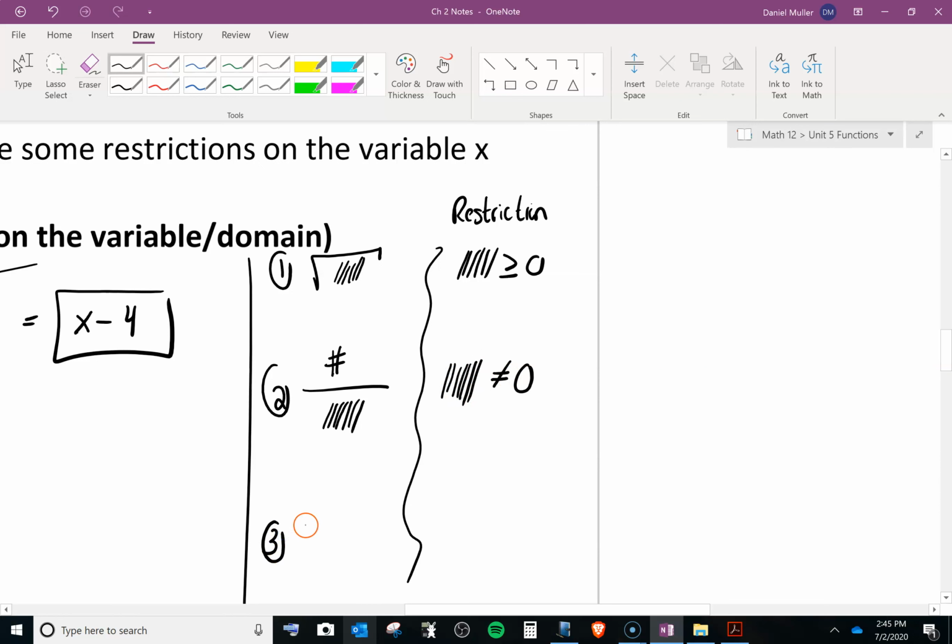The third option is when we have a logarithm. So log base 3 of something. Well, that something has to be positive. It can't even be 0. So the way to write that it has to be positive is to say it's greater than 0. It can't even equal 0. It can't be negative and it can't be 0. So those are the three restrictions.